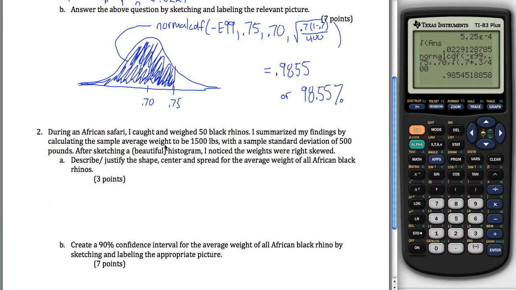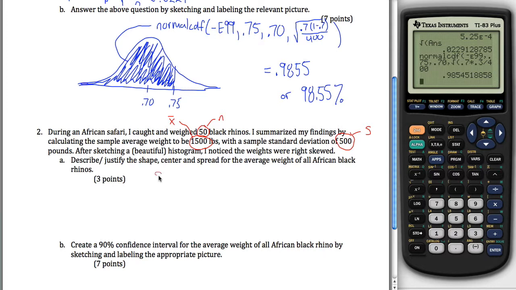Alright, moving on. During an African safari, I caught and weighed 50 black rhinos, there's N. I summarized my findings by calculating the sample average weight to be 1,500 pounds. That's X bar. I should switch colors here. These are going to all run into each other. So I have 50 rhinos, that's N, and 1,500 is my sample average. We use X bar for that. Sample standard deviation of 500. I'll use S for that. I noticed that the weights in my sample were right skewed. Turns out that doesn't matter.